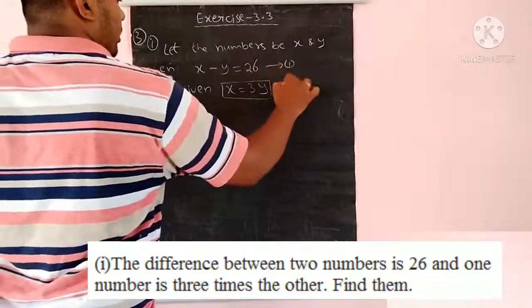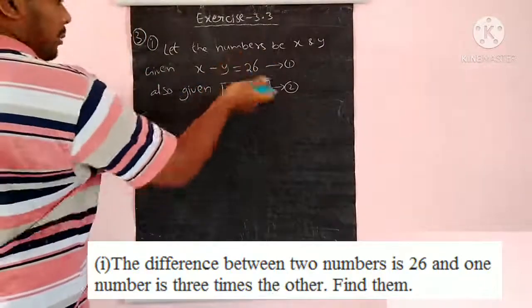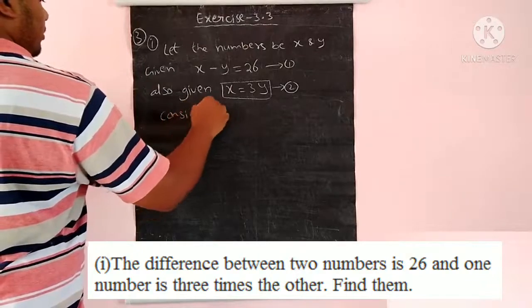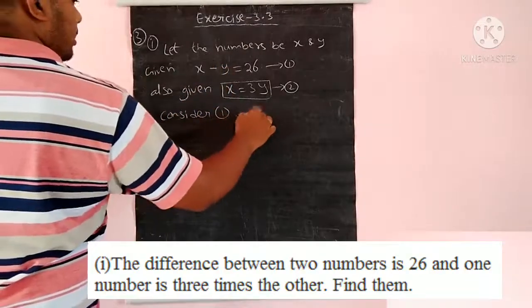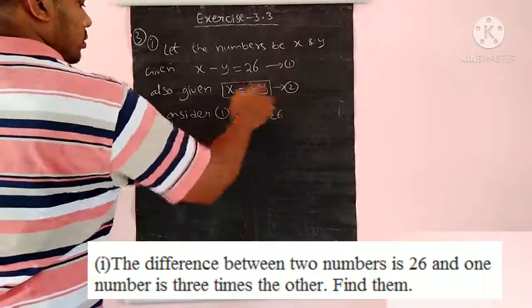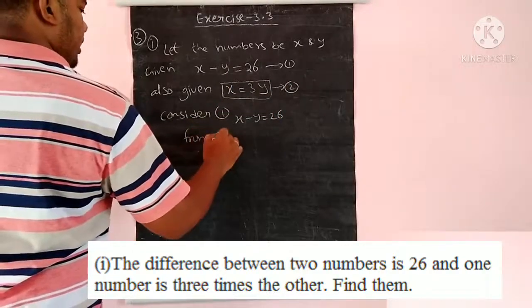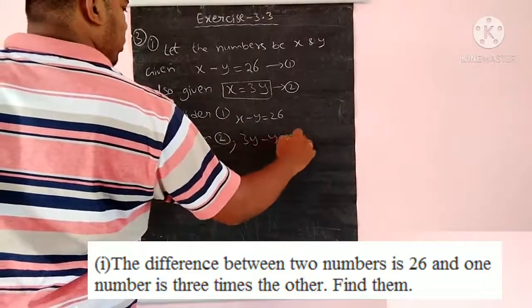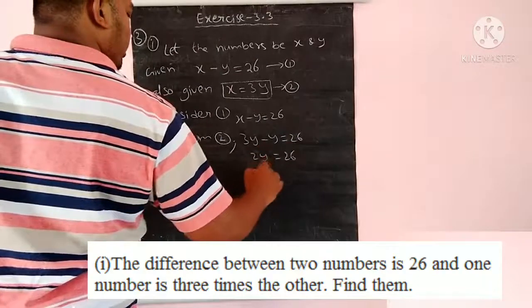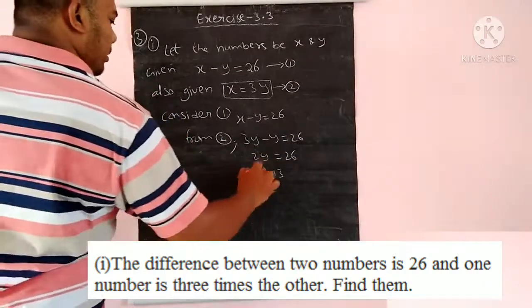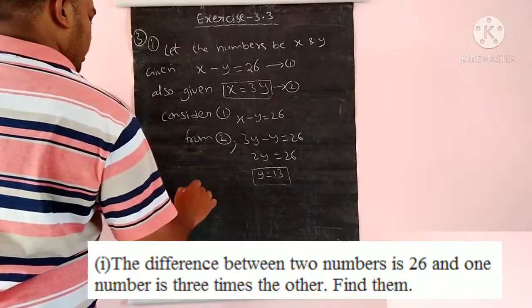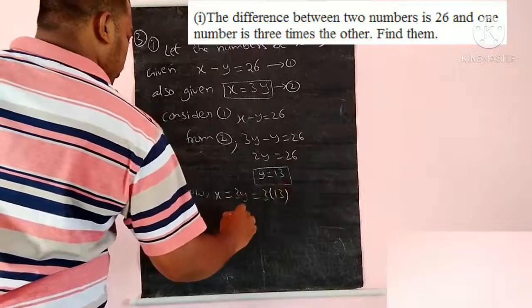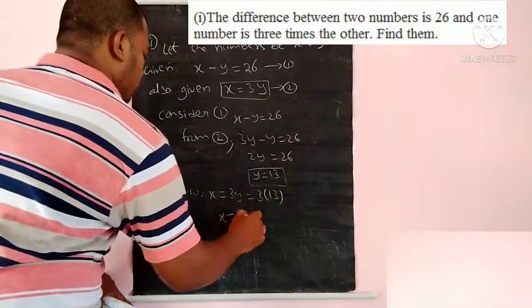So this is 1, maybe this is 2. Here the substitution method will be easy. Consider 1: x minus y equals 26. From 2 we can write 3y minus y equals 26. 2y equals 26. y equals 13. Now x equals 3 times y, so 3 times 13. So x equals 39.